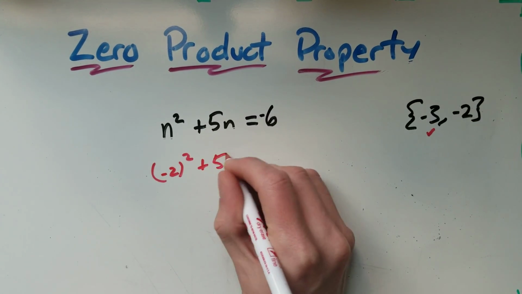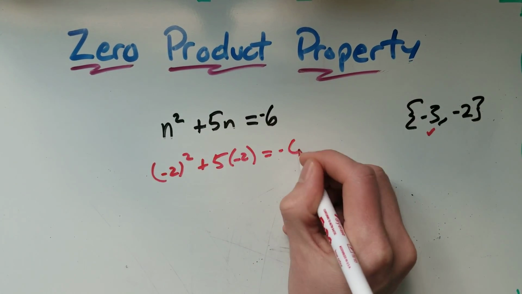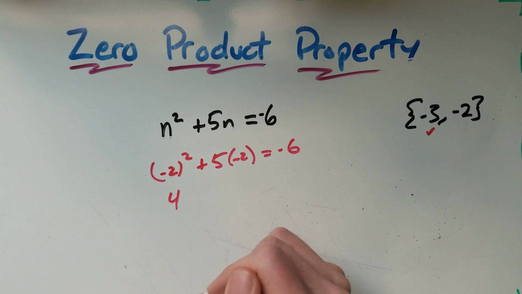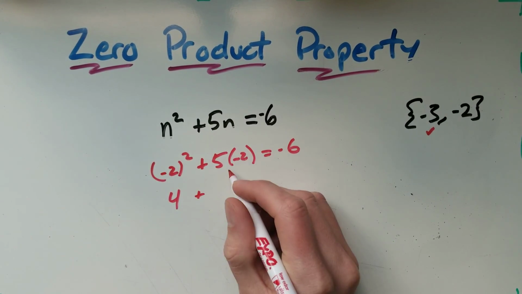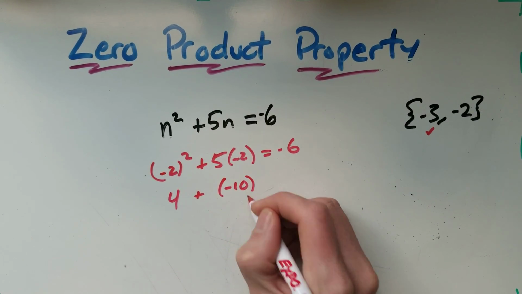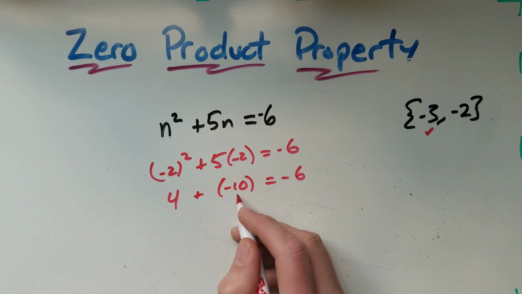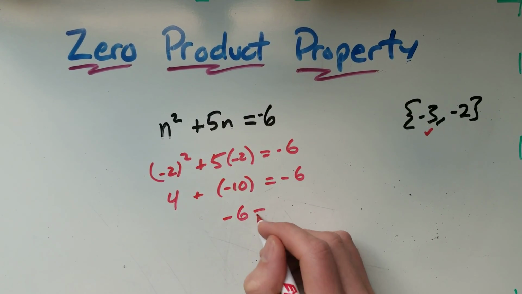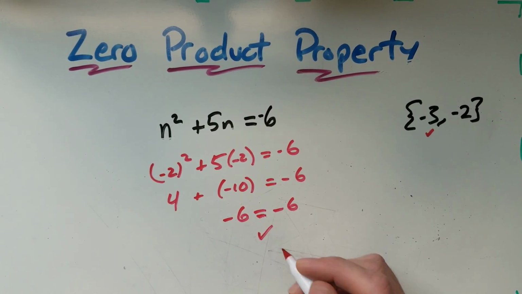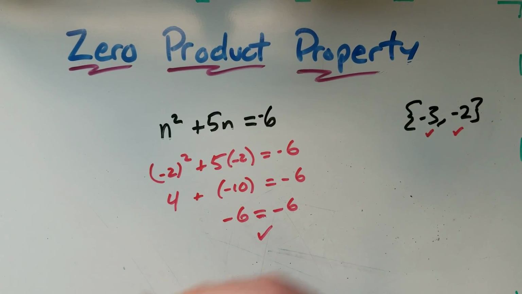And let's check that -2. -2 squared plus 5 times -2, does that equal -6? Well, -2 squared is 4, plus 5 times -2 is -10. 4, essentially minus 10, is -6. So yay, that works, and we're all done.